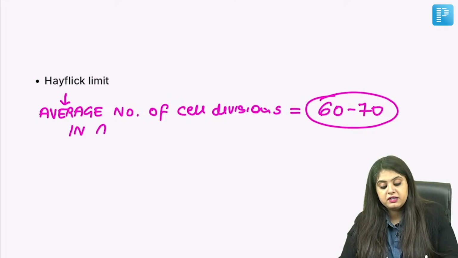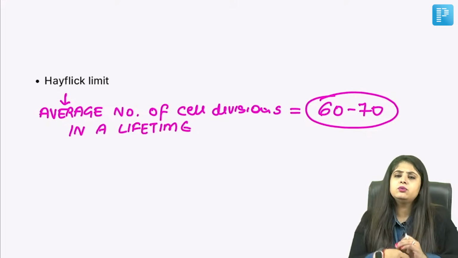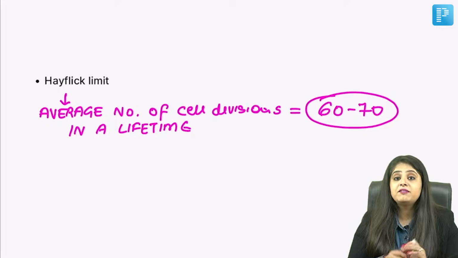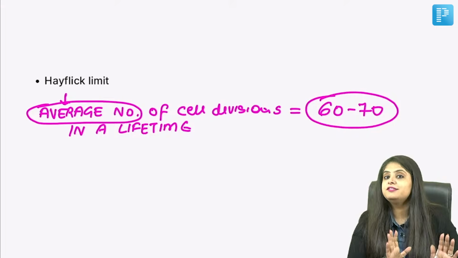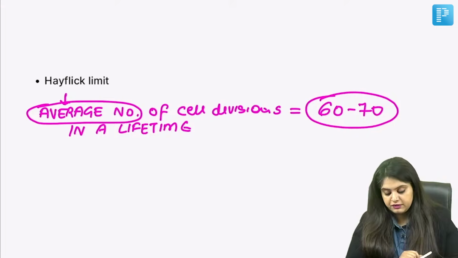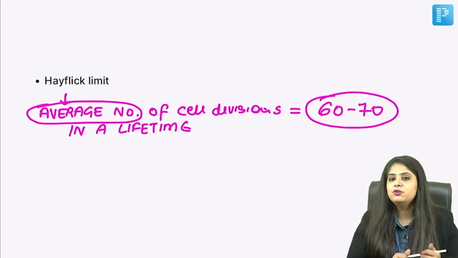This average I have taken out for a lifetime. So you will wonder, oh ma'am, my skin can only divide 70 times. No, I've taken out an average of all the tissues in the body. In a lifetime, on an average, it can divide 60 to 70 times. Fine. But now I know your question is not that.